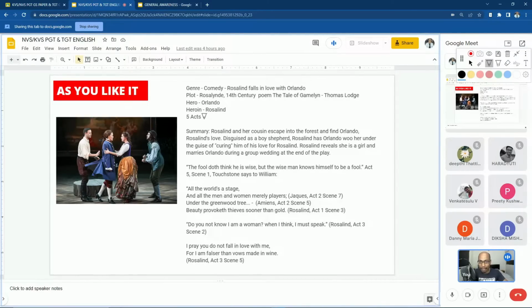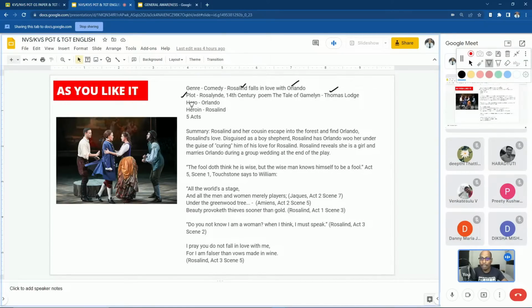It is a comedy, and the two important protagonists, the hero and heroine, are Orlando and Rosalind. The plot is simple. Shakespeare took the plot from Rosalynde, a 14th century poem, The Tale of Gamelyn, written by Thomas Lodge, who was a university wit. That's why Shakespeare has been considered as taking themes, plots and stories from the university wits.